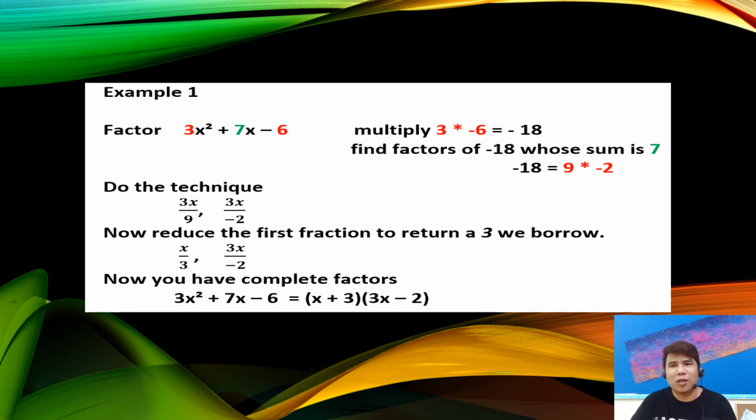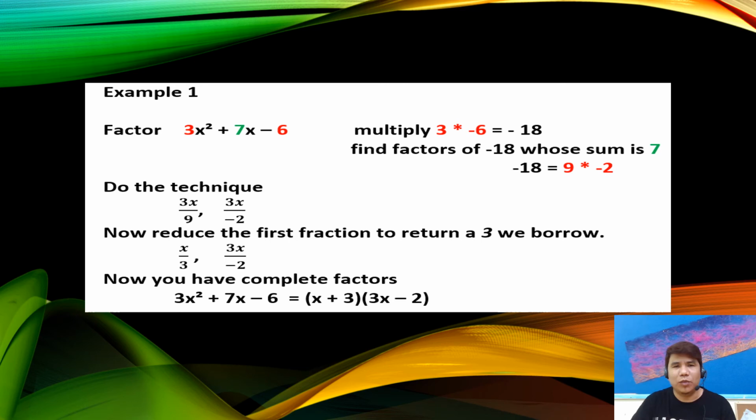Because 9 times negative 2 is negative 18, but when added, 9 and negative 2 is 7. And you can now apply that to the technique. Right? We just have to copy the first term, excluding the exponent, twice to form the fraction. 3x, 3x. So therefore, we borrow 1, 3.